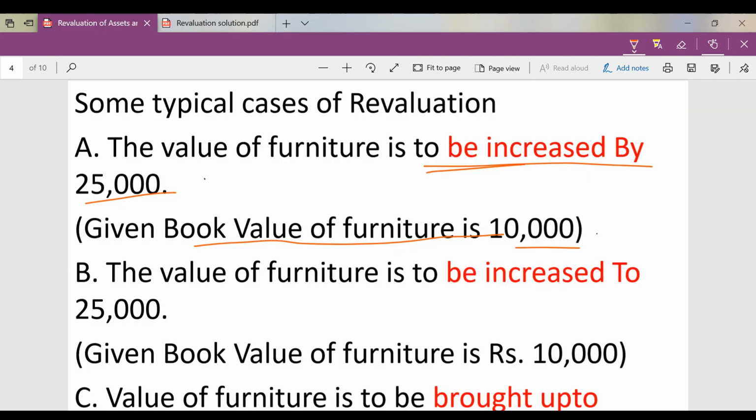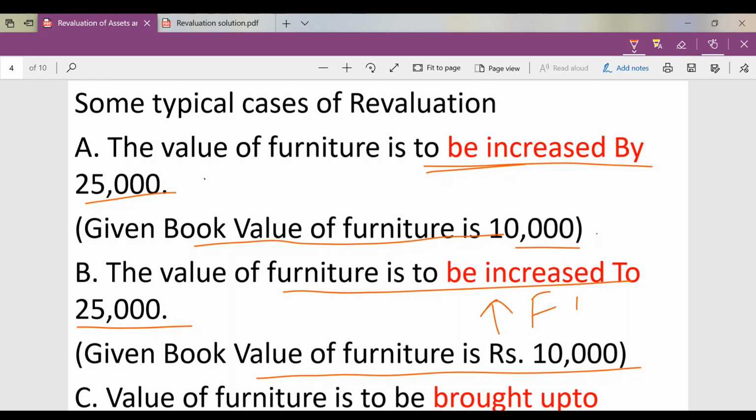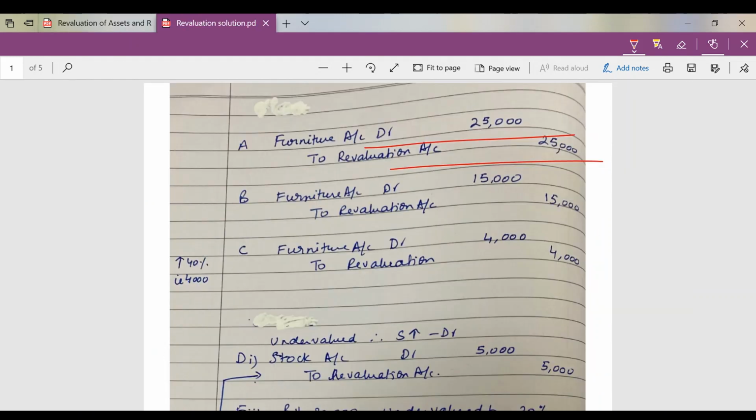Now the second case, the value of furniture is to be increased to 25,000. That means he wants the new value to be what? 25,000. And what is the value in the books? It is 10. So he has to increase the asset, that is furniture, only by 15,000 because it's already there at 10, and it is saying increase to. That means the new value has to be 25,000. So the journal entry would be furniture account debit by 15 and revaluation account credited by 15, right?